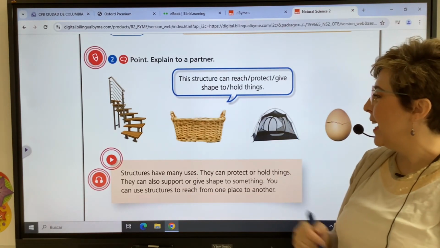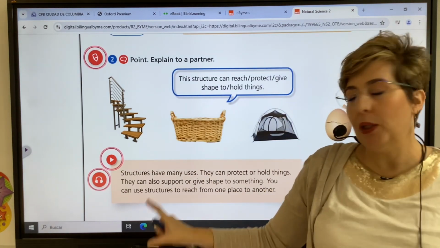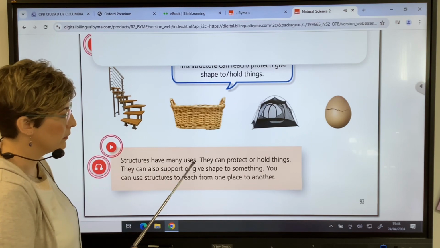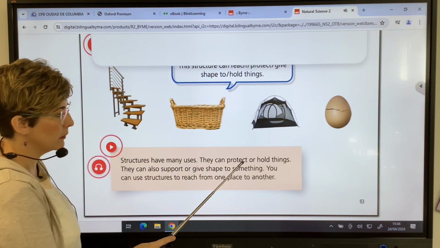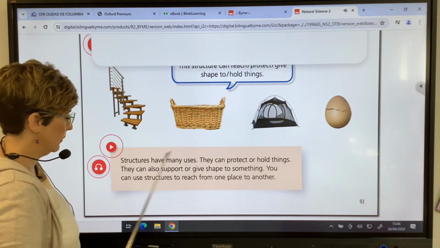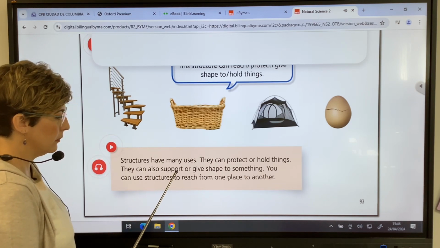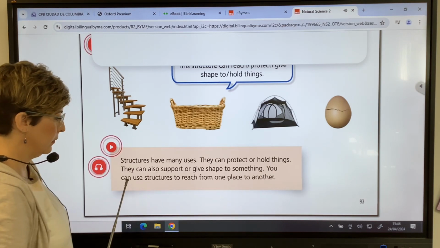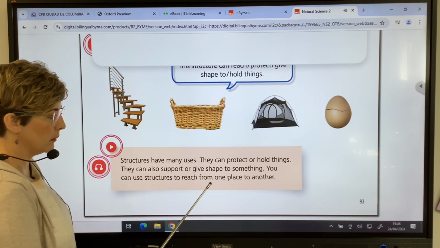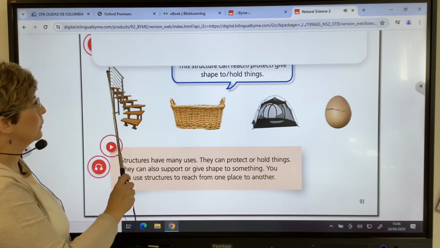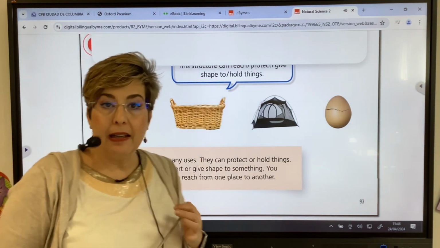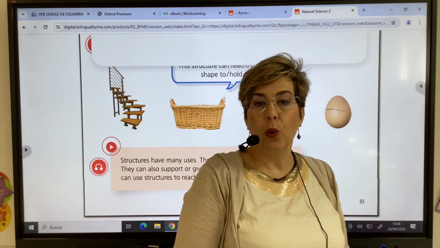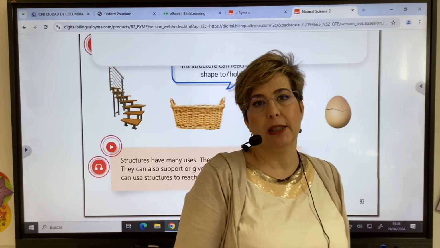Let's listen to the little summary. Structures have many uses. They can protect or hold things. They can also support or give shape to something. You can use structures to reach from one place to another. And the last part of the unit is going to be how we move structures.